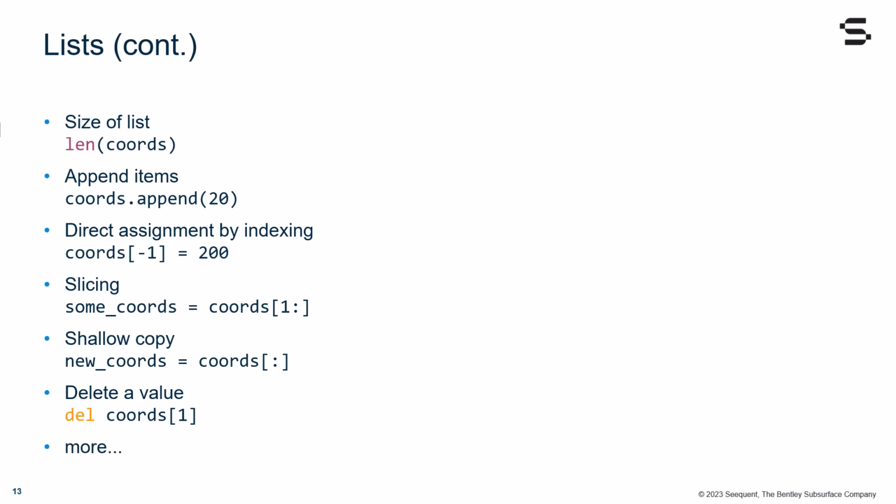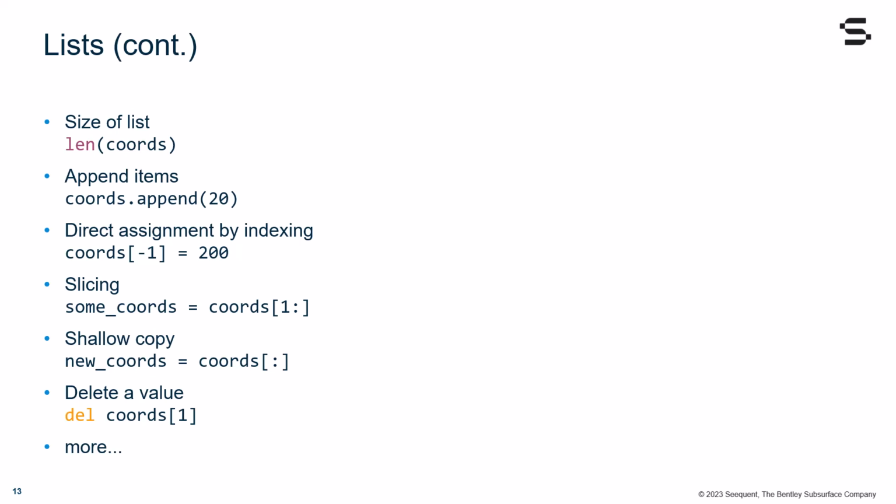It is possible to perform slicing to a list. For example, some_cohorts assigned to cohorts[1:]. This will create a new list starting from the second item until the end of the cohorts list. You can easily create a shallow copy by not specifying anything at all at the start or at the end of the slicing, as shown in this slide.